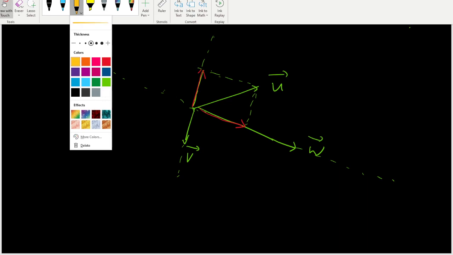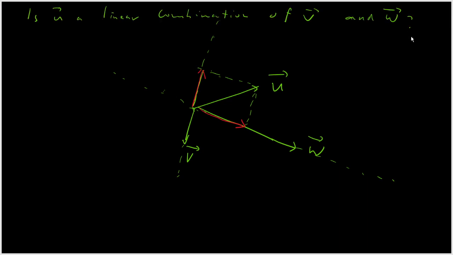Now let's do yellow this time. Now you look at the mouse cursor. So what is that vector? That vector is in the reverse direction as v, right?